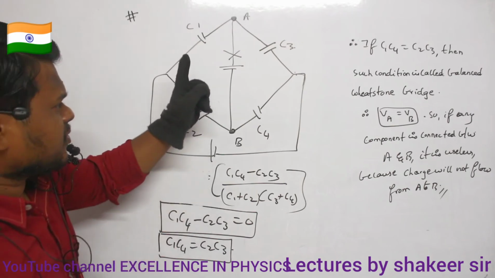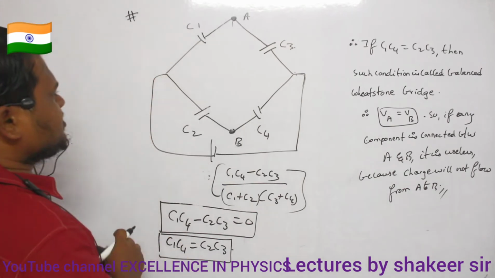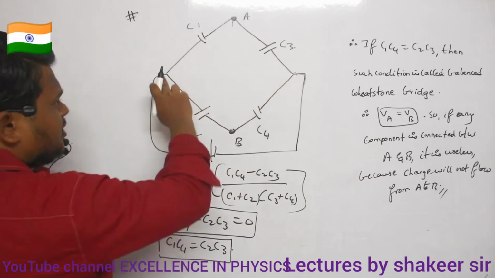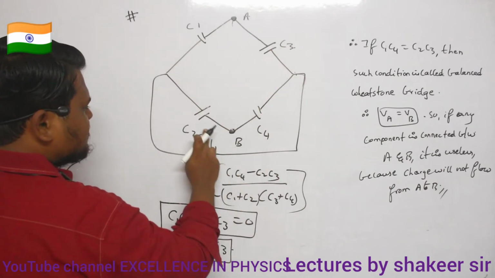Clear, ma? If you remove this capacitor, now which capacitors are in series? C1 and C3 are in series, C2 and C4 are in series. Next, this total branch of C1, C3 is parallel to this branch of C2, C4.